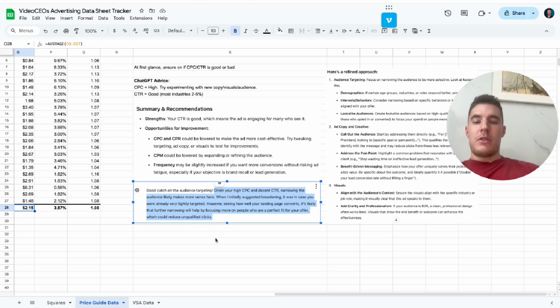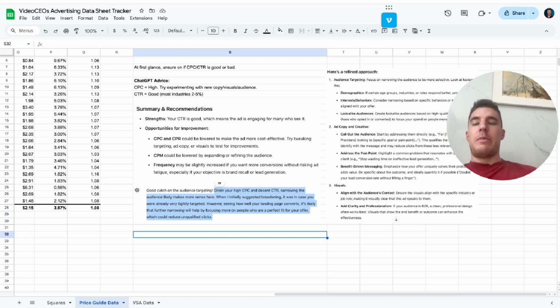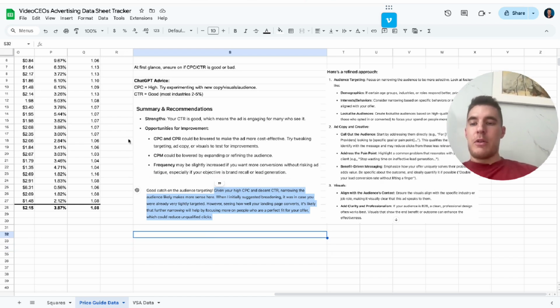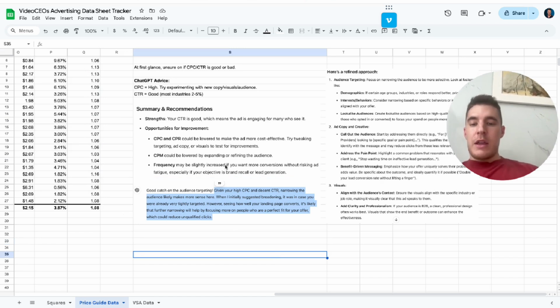CPM could also be lowered. Now, I have a theory about the CPM. I think it's because of the time of year. It's November 5th right now. We've got Black Friday coming up. There's also the US election. So it could be just down to the time of year. So I'm not going to worry too much about CPM. It's probably uncontrollable right now. Frequency, not too bothered, but they wanted to mention frequency. But the thing I noticed was that you could try expanding or refining the audience for the CPM.